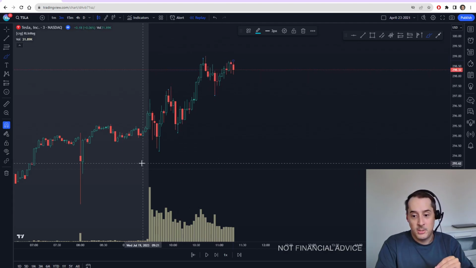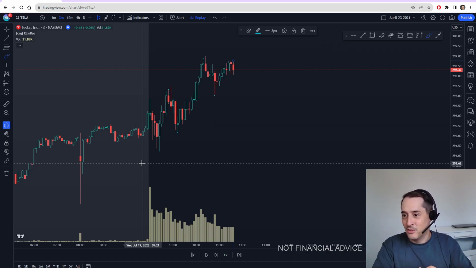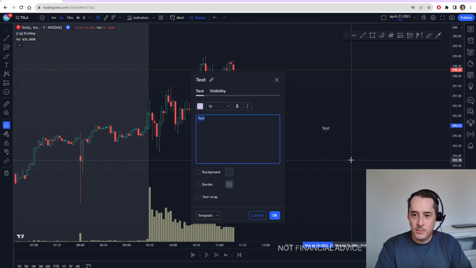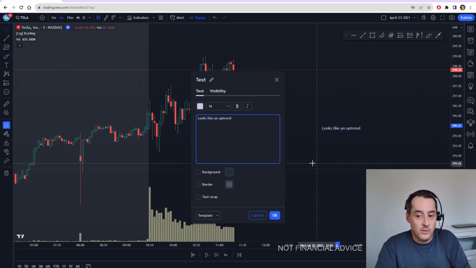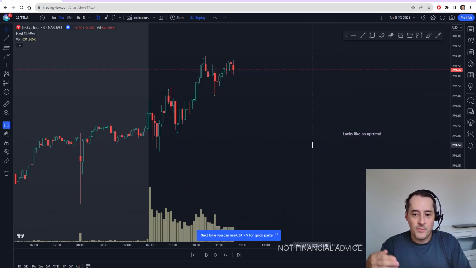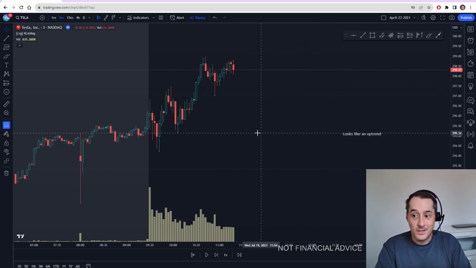So from here, I was unsure what's coming next, but have to make some decision around a logical entry and a logical stop loss. The way I like to do it is to first just type some notes for myself. Looks like an uptrend. This doesn't do anything per se. It doesn't give me any bias, but I have to journal why I'm making this trade and what I'm planning to accomplish with it.